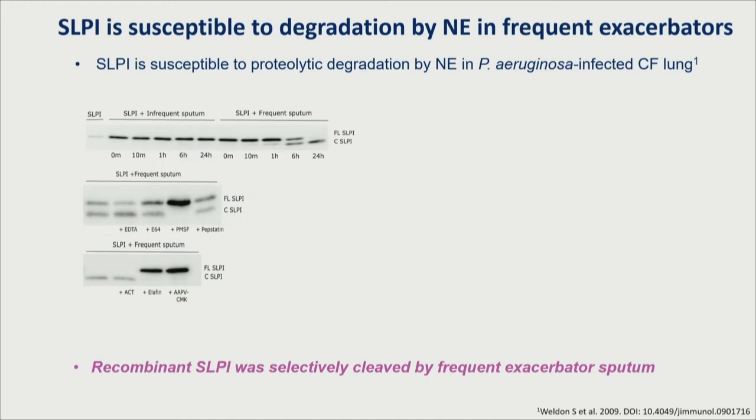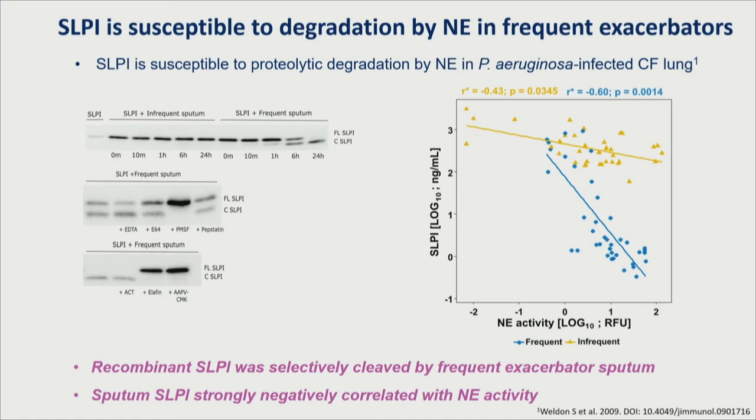However, when we then went to measure neutrophil elastase activity within all of our individual samples, we didn't find a significant difference between cohorts. And we then looked at how elastase activity correlated with SLPI concentration. And we indeed found that there was a significant negative correlation between elastase activity and SLPI concentration, with this correlation being even stronger within the frequent exacerbator samples shown in blue here.